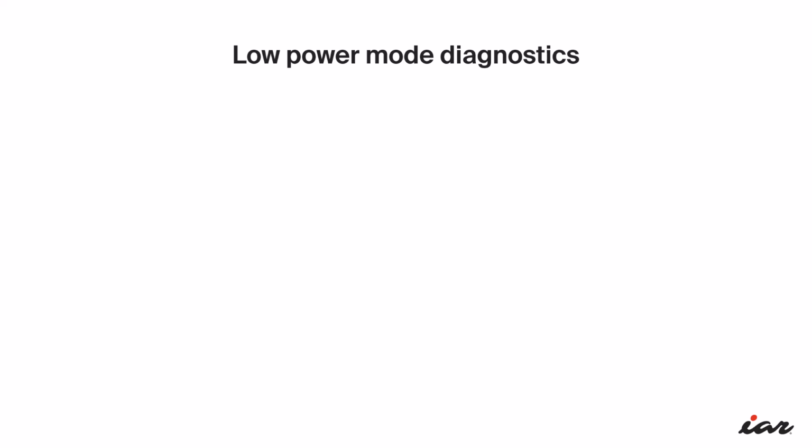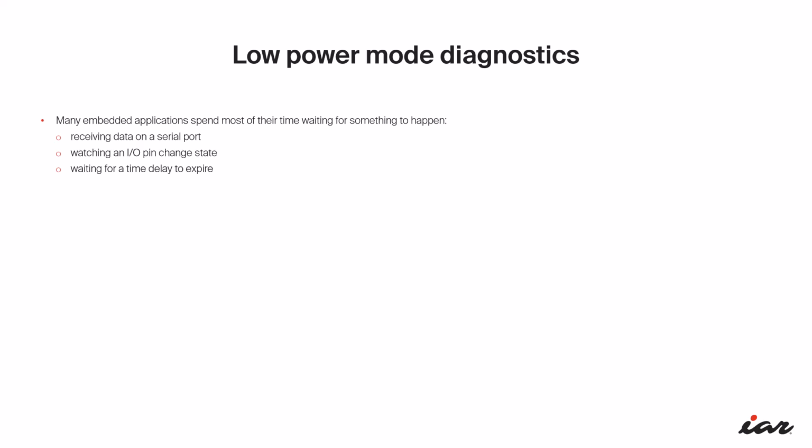Low power mode diagnostics. Many embedded applications spend most of their time waiting for something to happen: receiving data on a serial port, watching an I/O pin change state, or waiting for a time delay to expire. If the processor is still running at full speed when it is idle, battery life is being consumed while very little is being accomplished. In many applications, the MCU is only active during a very small amount of time, and by placing it in low power mode during the idle time, the battery life can be extended and you can save a lot of power.